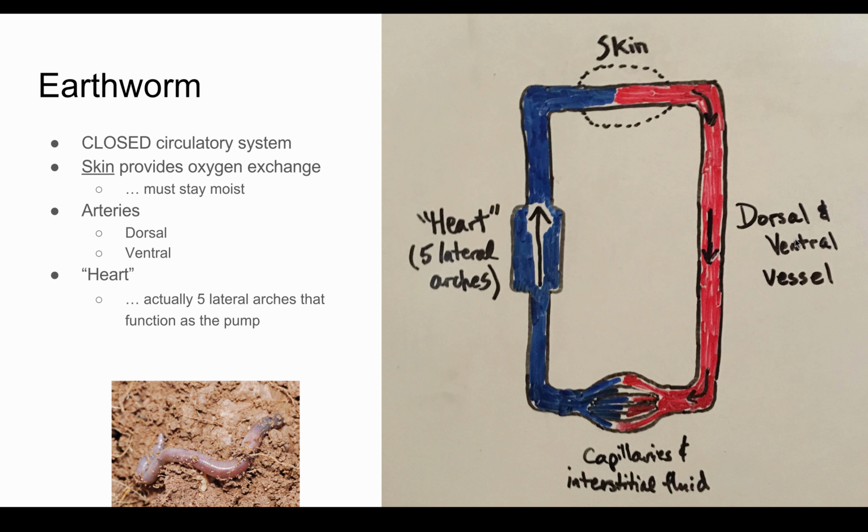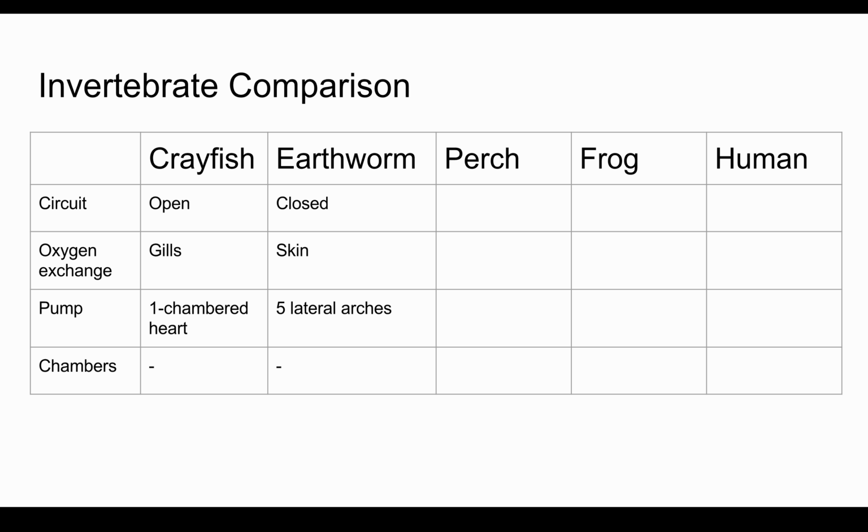The dorsal and ventral vesicles are very superficial, and the capillaries and interstitial fluid provide the oxygen and nutrient exchange before coming back to the heart. So at this early comparison, we've got the open circuit in the crayfish versus closed. We've got gills in the crayfish versus skin in the earthworm, and 5 lateral pumping arches versus a 1-chambered heart.